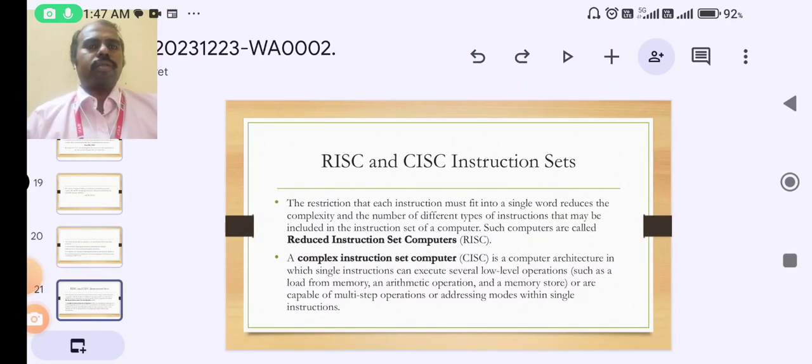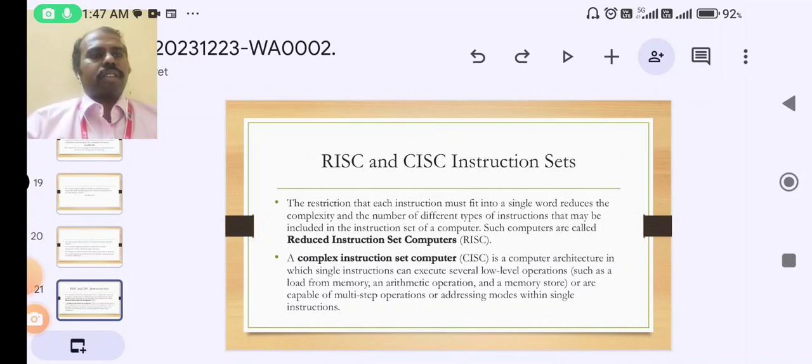Next, we'll discuss the RISC and CISC instructions. RISC means reduced instruction set computer and CISC means complex instruction set computer. The restriction that each instruction must fit into a single word reduces the complexity and number of different types of instructions that may be included in the instruction set of a computer. Such computers are called reduced instruction set computers.